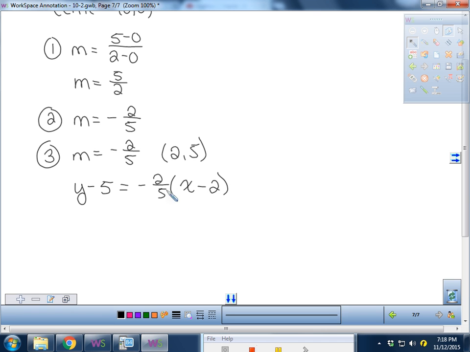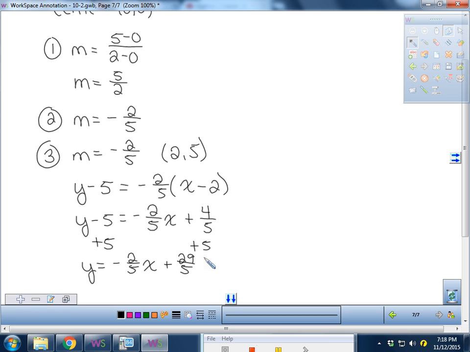Now it's the same process as before. I need to distribute. So that gives me negative 2/5 times x plus, I've got 2/5 and 2, that gives me 4/5 with a double negative. Okay. Then I will add the 5. That gets added to this constant back here. So I end up with y equals negative 2/5 x plus 29/5. That's the equation of the line that is tangent to my circle at the point 2, 5.